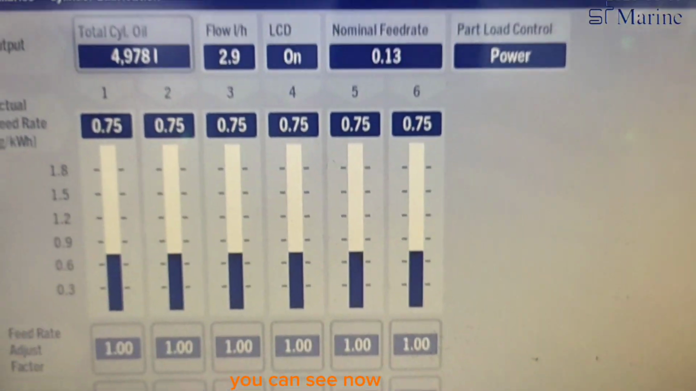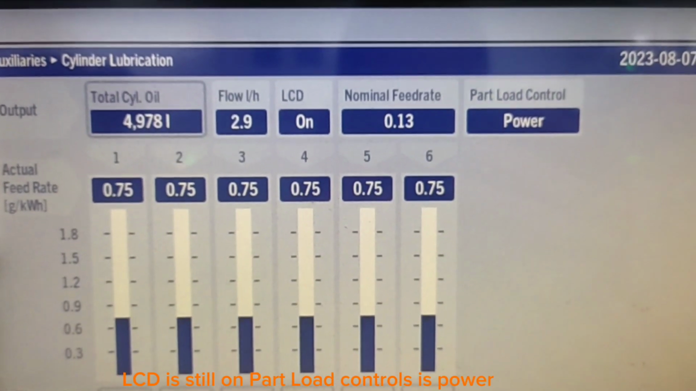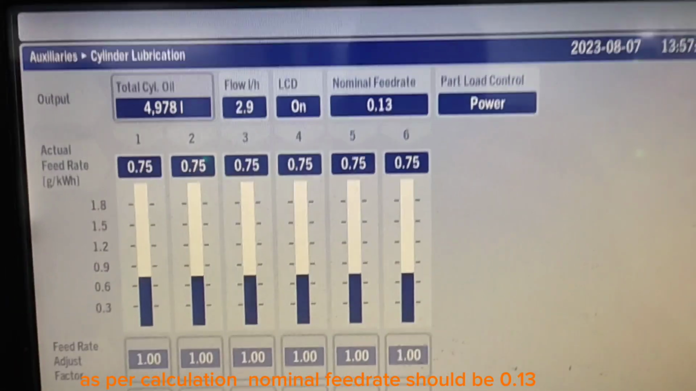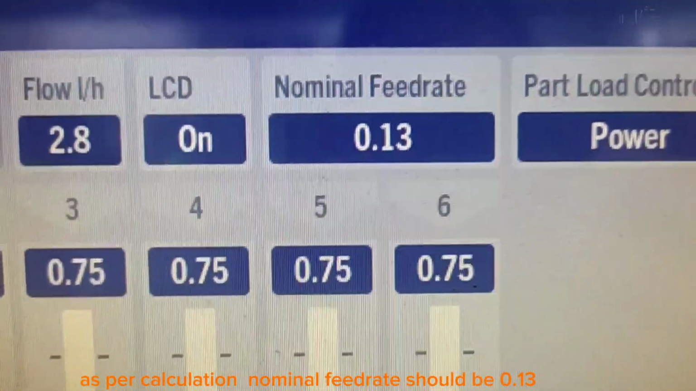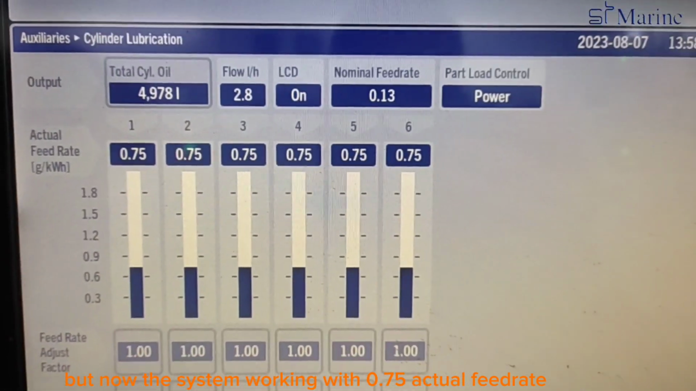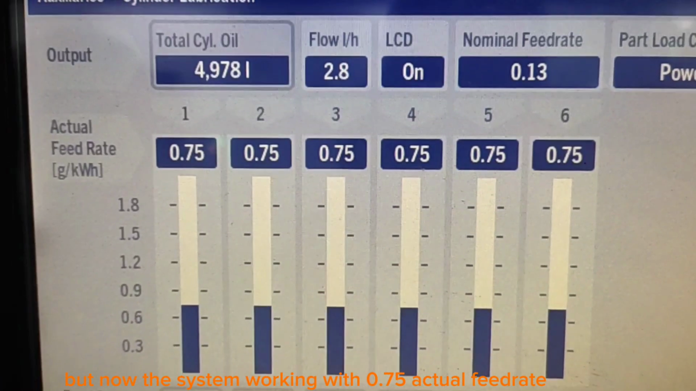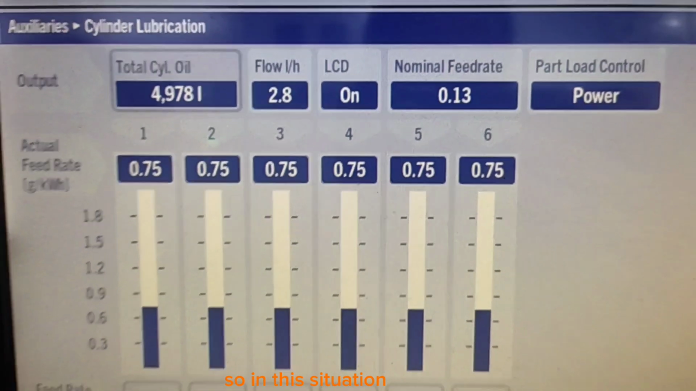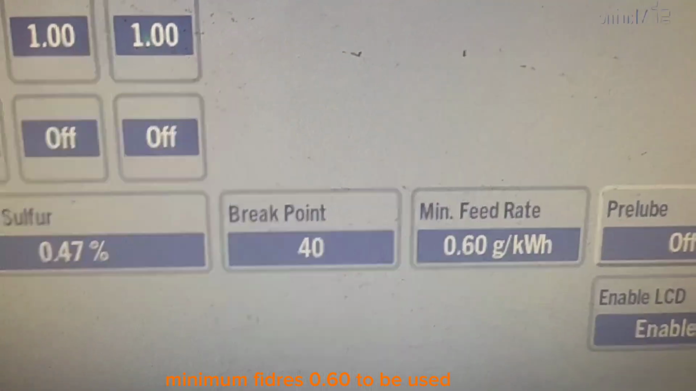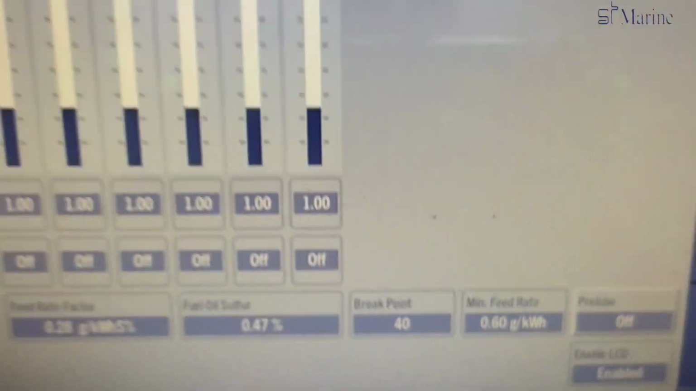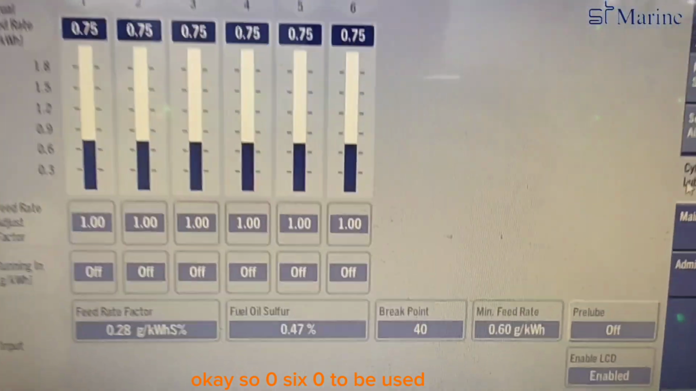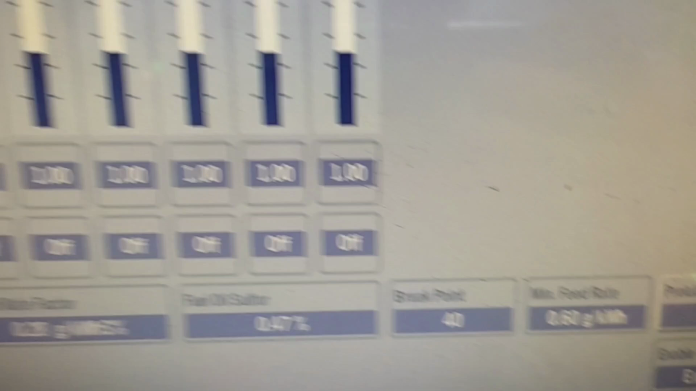You can see now LCD is still on, part load control is power. As a calculation, nominal feed rate should be 1.3. But now the system is working with 0.75 actual feed rate. So in this situation, minimum feed rate 0.60 is to be used.